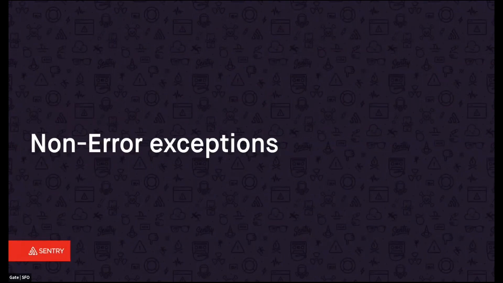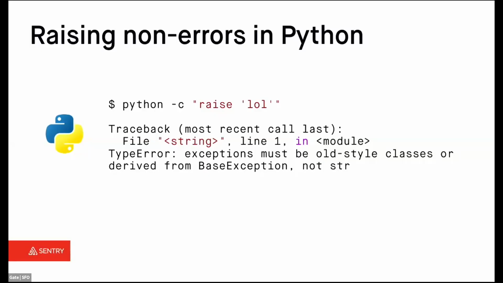Non-error exceptions. So what is a non-error exception? Imagine I'm writing Python, and I decide to raise, which is the equivalent of throw in Python, a string. The Python interpreter will say, whoa, whoa, whoa. Exceptions must derive from base exception, not a string. Get out of here. And the Python interpreter is very nice. If you have a global exception handler, it'll preserve that stack trace. It'll tell you where you got it wrong, and you'll understand what's happening.